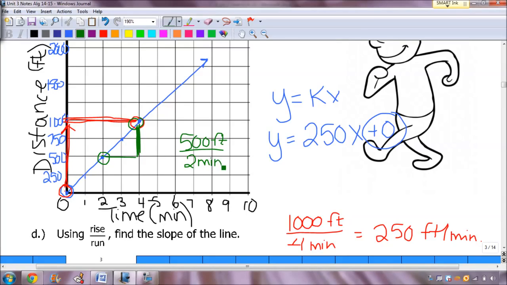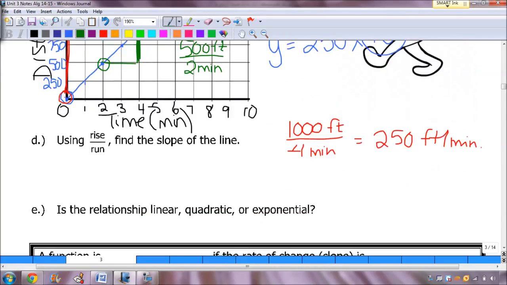So my answer here is still going to give me 250 feet per minute. Just so that you guys know, slope and constant of proportionality are very similar, except the constant of proportionality means you're always starting at 0. Your y-intercept is 0. With slope, your y-intercept could be anything you want it to be, but it's always going to be the rise over the run. How much it went up by, how much it went over by.